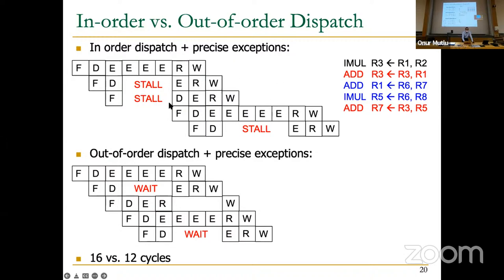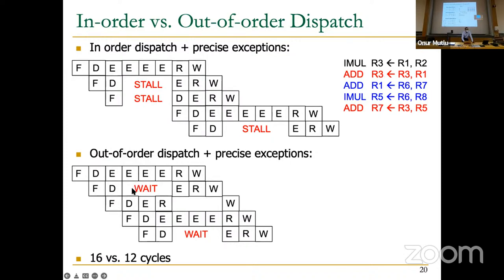Right. So whenever you see a dependent instruction, you see a stall. But also an independent instruction stalls. So this blue instruction also stalls. Here, another dependent instruction, it stalls. Fine. And blue instructions basically get delayed because there is a dependent instruction before them. But if you do out of order dispatch and precise exceptions, what happens is the second instruction, add here, the red add that is adding into R3, instead of stalling, it goes into a waiting area.